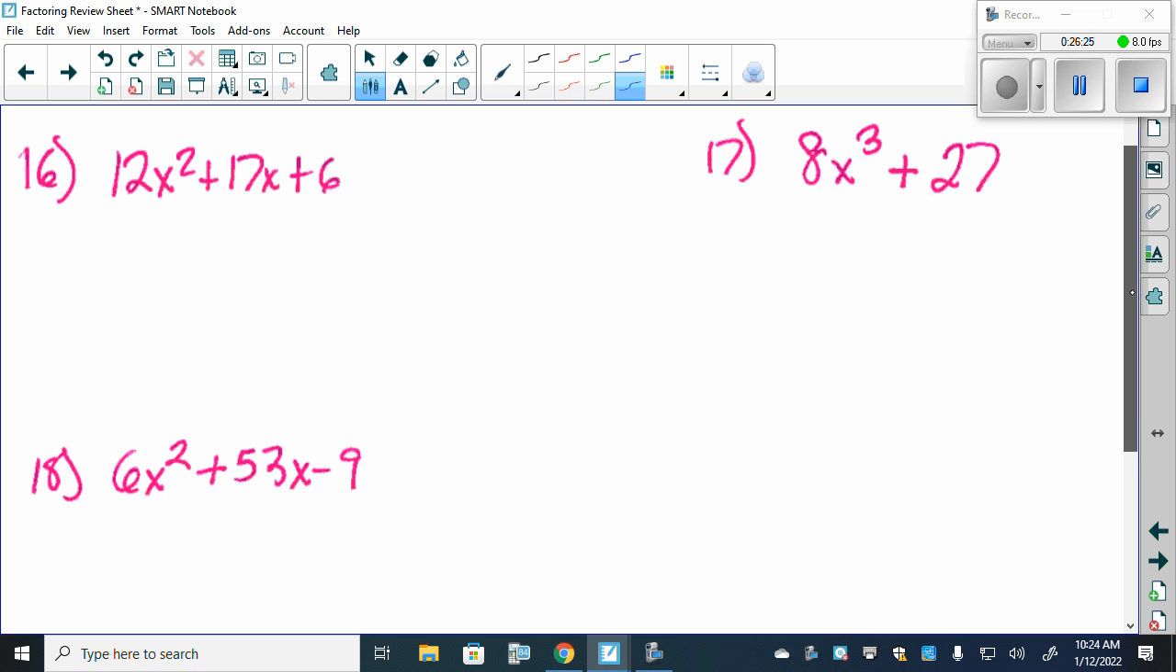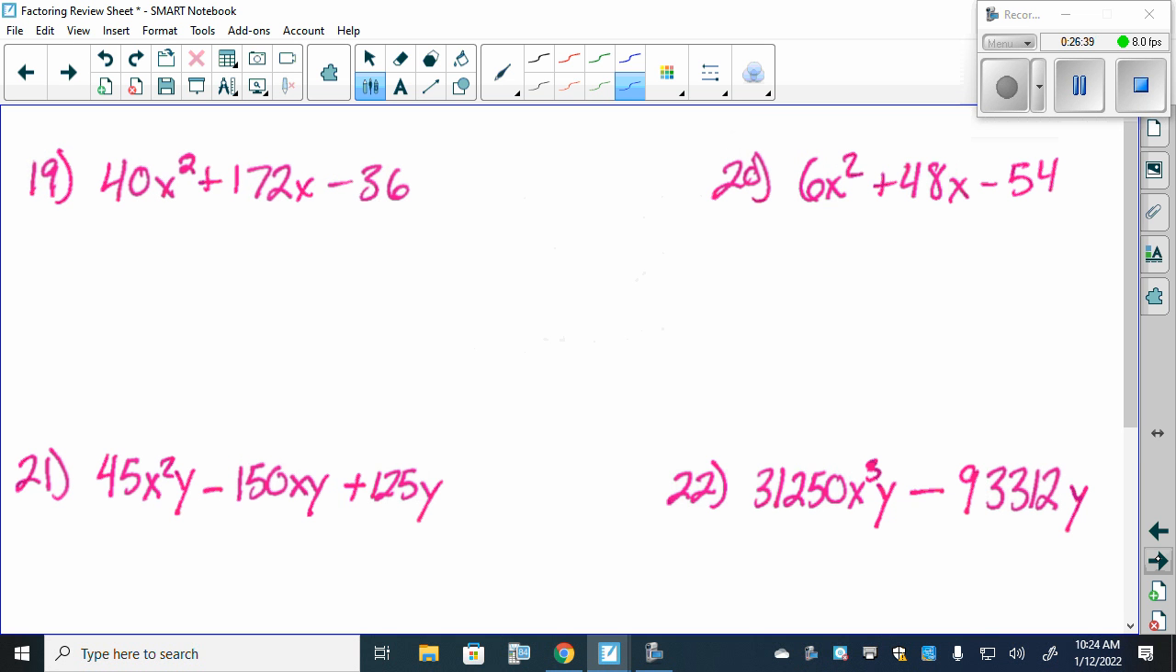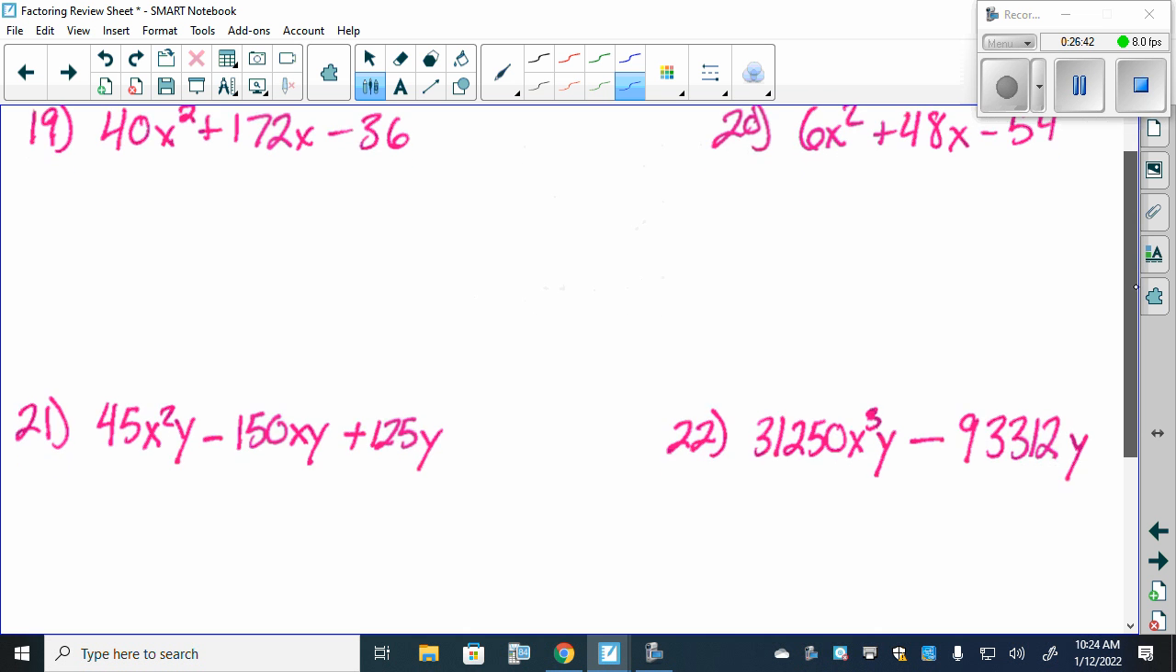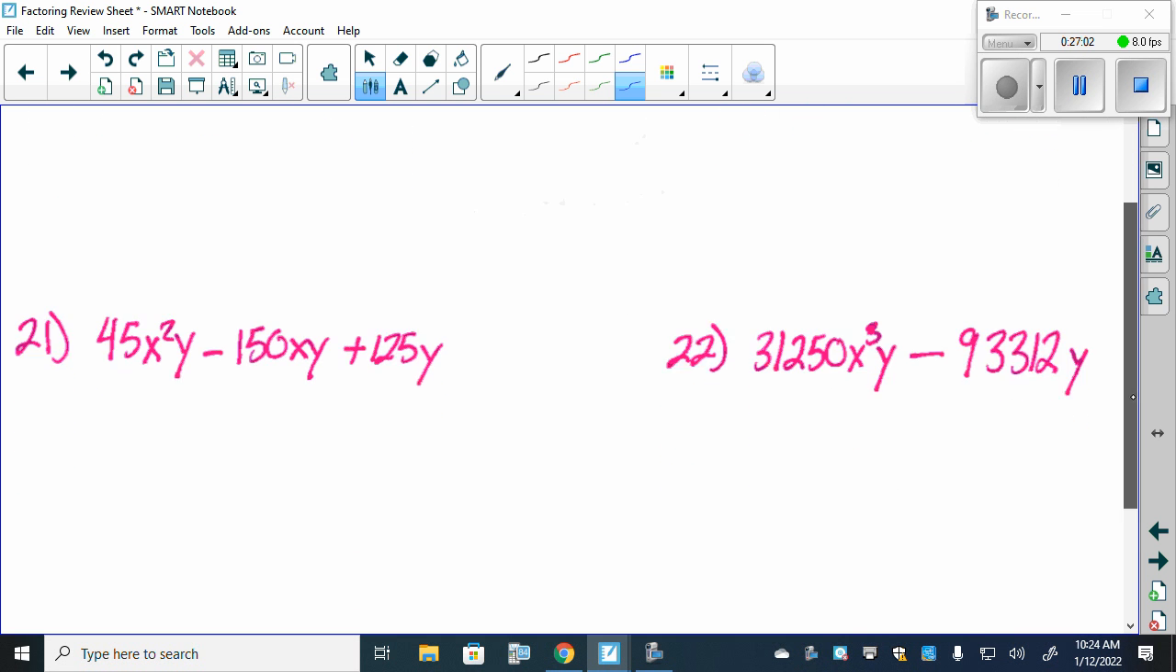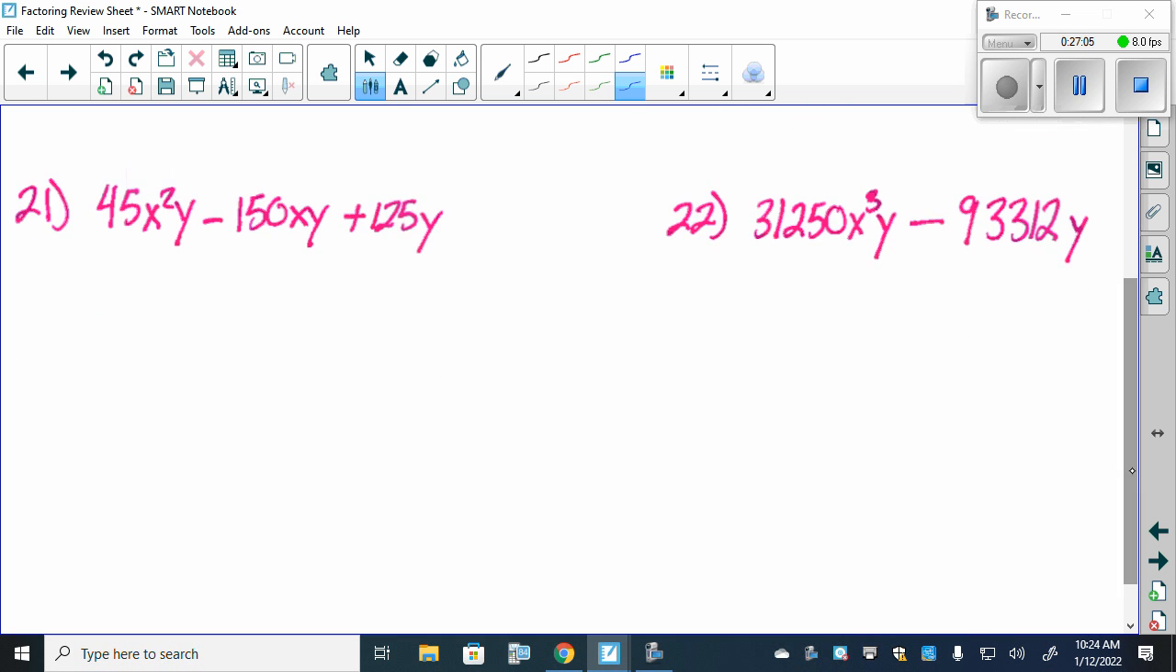Questions on 16, 17, or 18? Pretty much, they're just reiterations of ones we've done already. Any 19, 20, 21, or 22? I mean, these are still pretty much the same with some greatest common factors. Y'all want to look at 22? Okay.